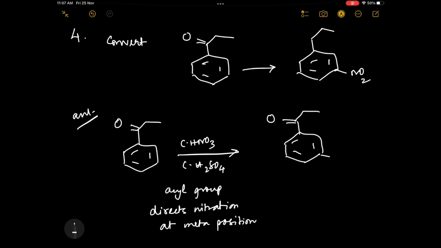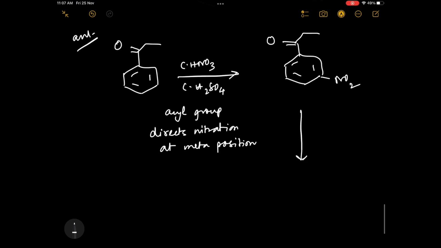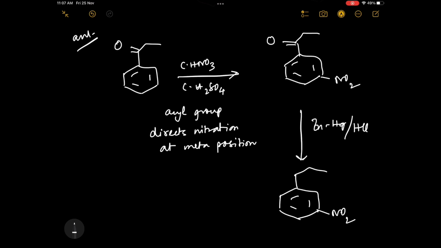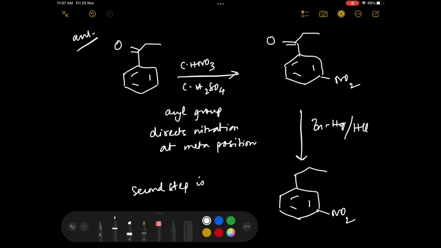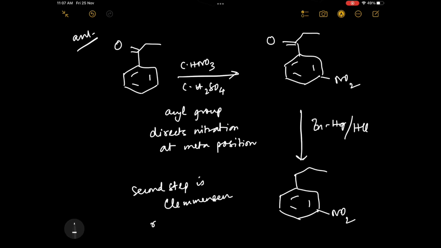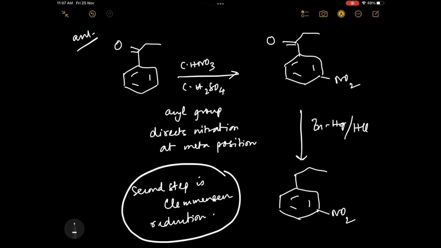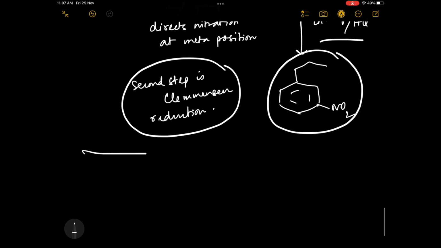derivative of this compound, and then we can just do a Clemmensen reduction, which is the application of zinc amalgam with mercury and HCl, and this reduces the C=O to the CH2. So the second step is the Clemmensen reduction step, and with that we get our product. So this is a pretty easy reaction in regards to the other ones.